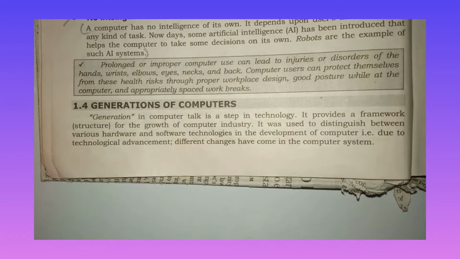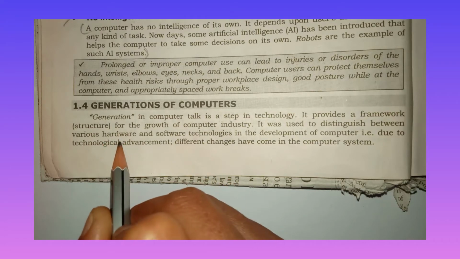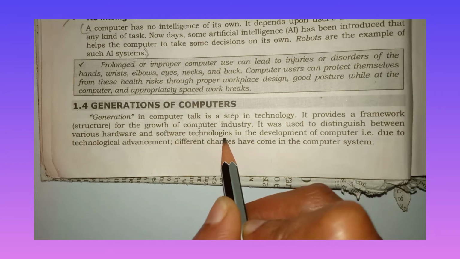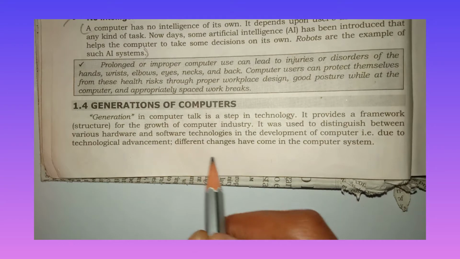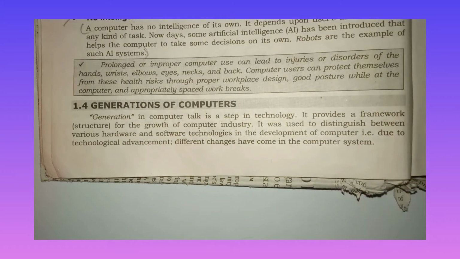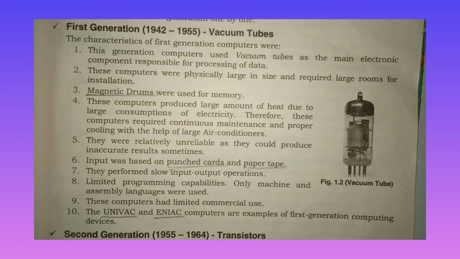Generation in computer talk is a step in technology. A generation of a computer explains the advancements in technological issues like software advancements and hardware changes. So a generation explains what hardware and software technological advancements came in a particular time, and what the changes were from time to time in the IT industry. From the past till today, there have been so many changes in the IT industry of computer development.